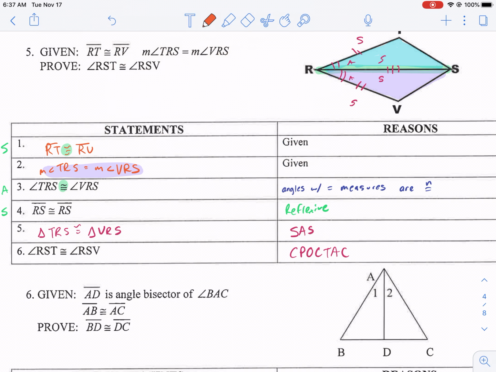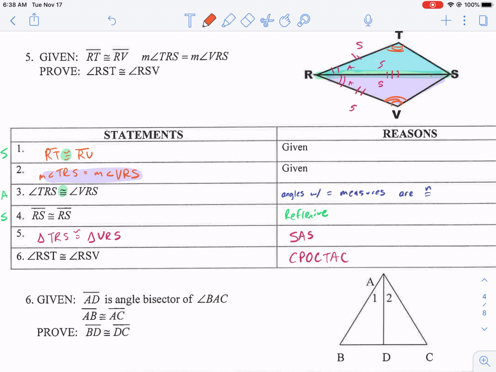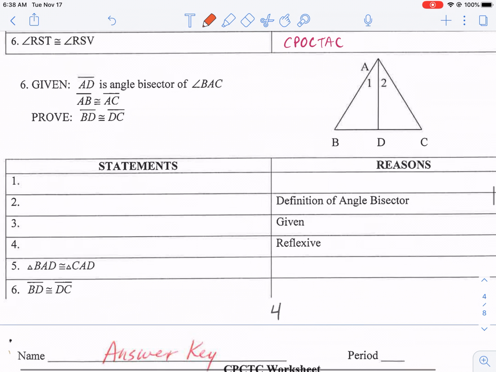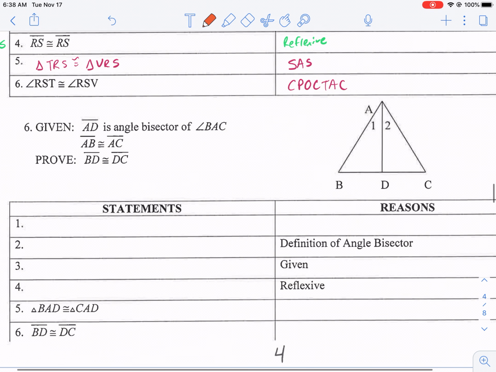So I'm going to show that in orange. This angle is congruent to this angle, RST and RSV. Okay. And then here's the one we're trying to prove. This one and this one are congruent, but also this side and this side are congruent. So everything about these triangles is congruent, so we can use CPCTC for anything. Oh, I'm going to scroll down to the answer key.